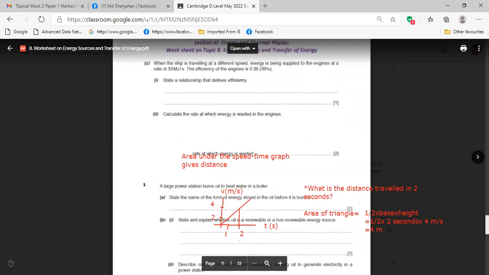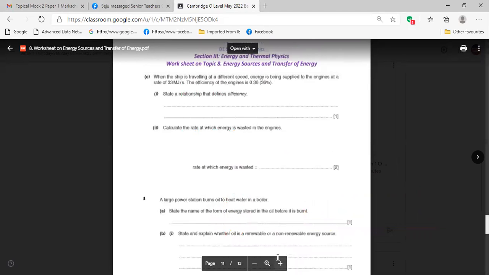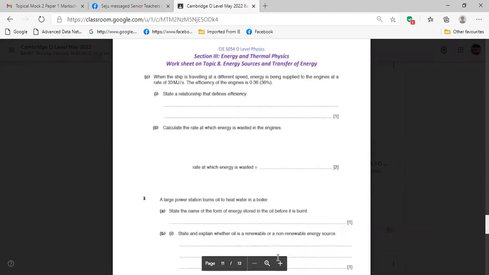Then we are going to part C. Okay. So Monica, you read, please. When the ship is traveling at a different speed, energy is being supplied to the engines at a rate of 33 megajoule. Megajoule means mega is million, 10 to the power 6. So read megajoule per second.